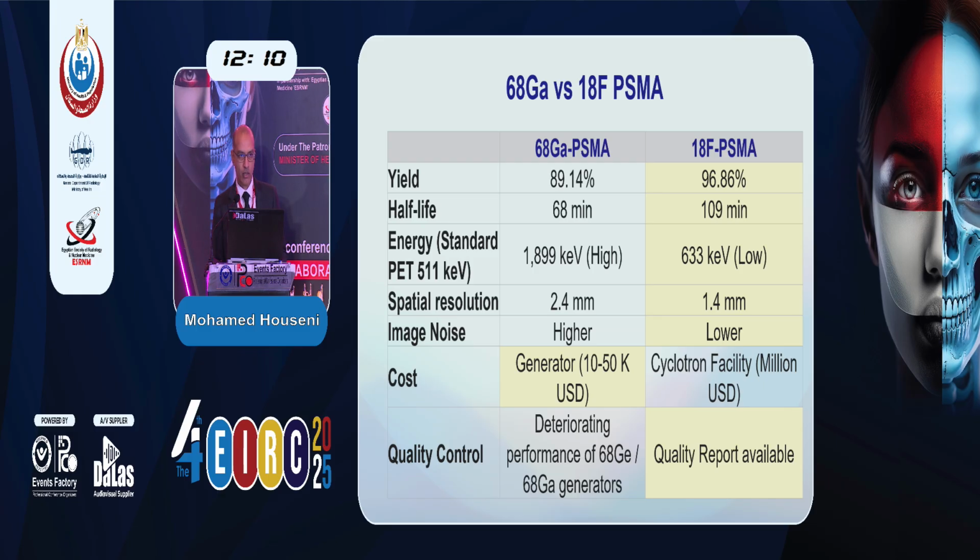Now, the fluorine is a cyclotron product, and it needs a facility with expensive materials, and it needs a lot of money. The gallium is a generator, so it's cheaper. The fluorine being a cyclotron product, you are always getting a quality report for the fluorine. However, for the gallium, it is difficult to have the quality report for each production, and it's also deteriorating over time.